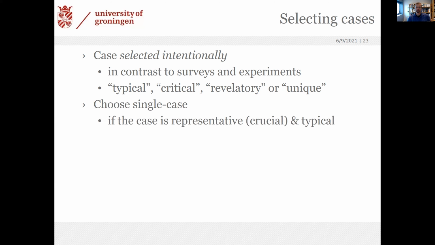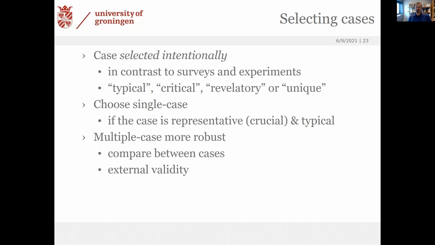So the advice is to choose a single case if your case is representative, and then you can study something in a broad sense and try to generalize from that. Otherwise, you can go with a multiple case. This is a more robust design because you're actually studying a number of different cases. You're replicating in a number of different cases, and you're able to compare. This increases your external validity. And this means that you can generalize your results to a larger population.